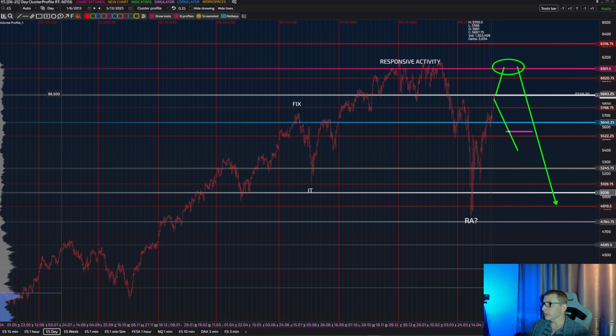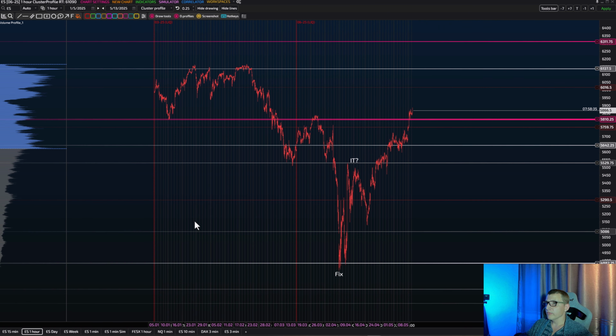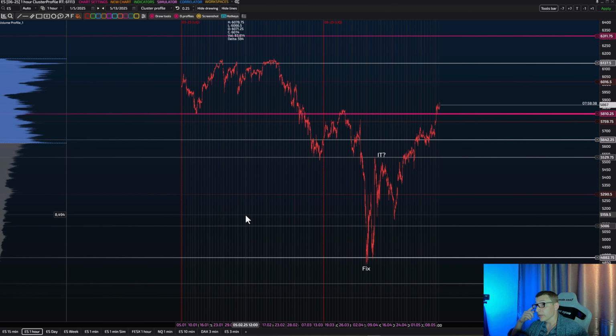Something like a middle level reinforcement. And then the auction would bring the price above 6101. Let's move further. Now hourly time frame. What is happening here right now?